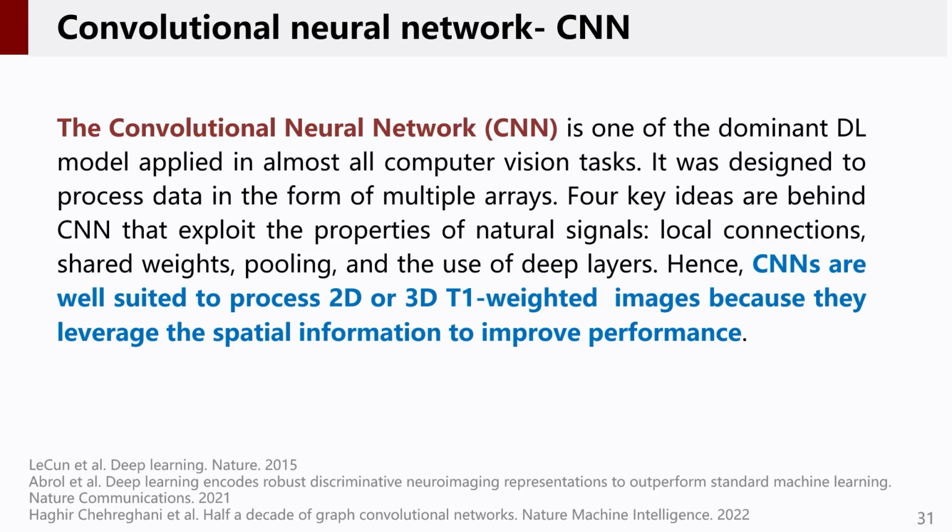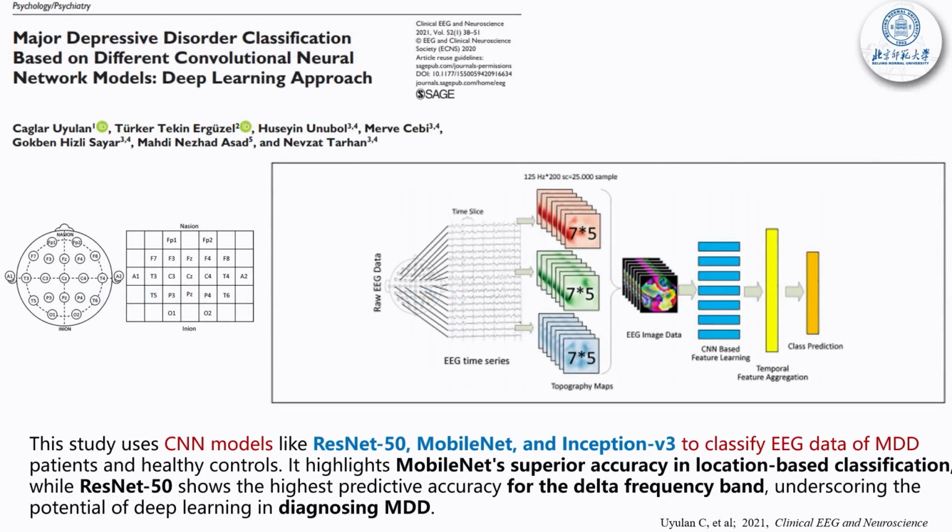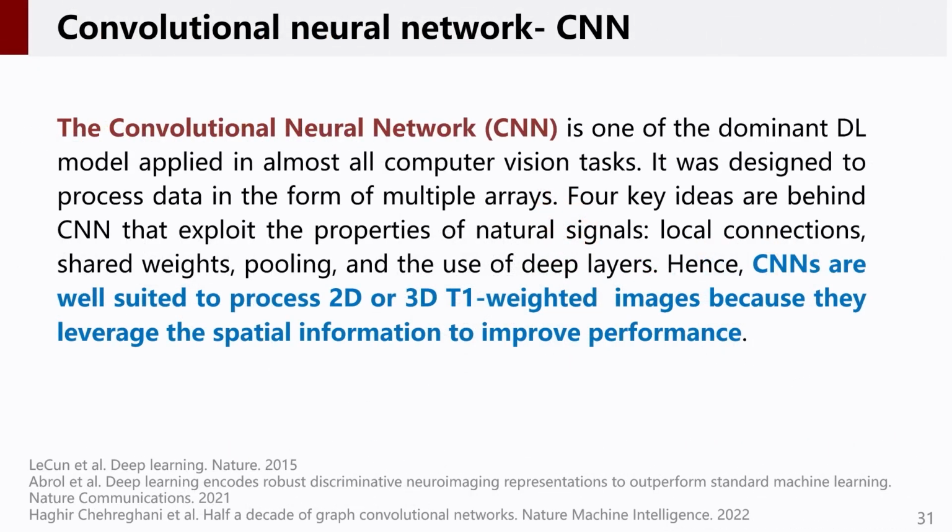The CNN is one of the most dominant DL models applied in most computer vision tasks. It was designed to process data in the form of multi-layer arrays. There are 4 key ideas behind the CNN: local connections, shared weights, pooling, and the use of deep layers. So CNN is well suited to process 2D or 3D T1-weighted images because it could leverage spatial information smartly.